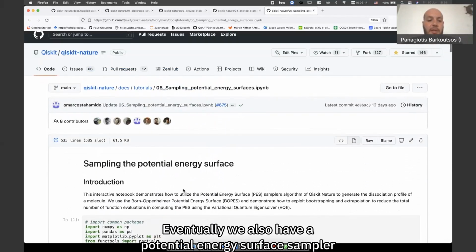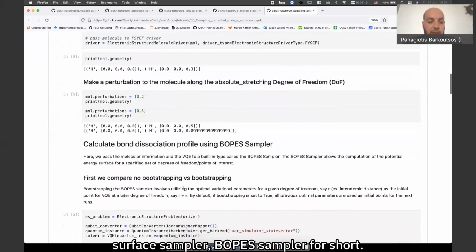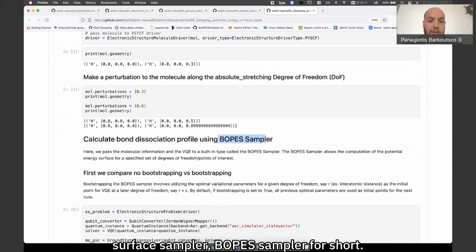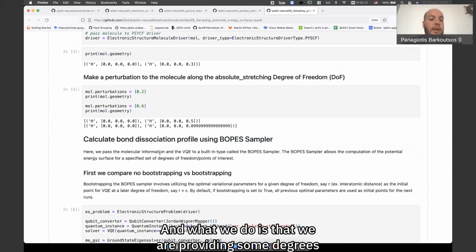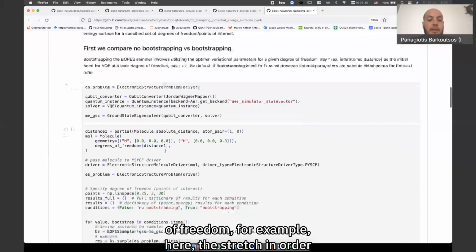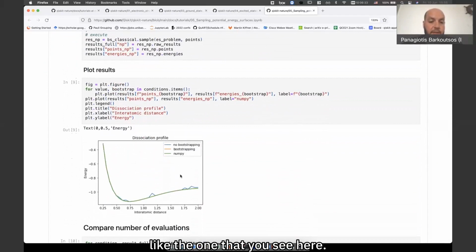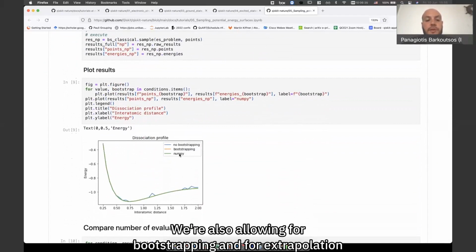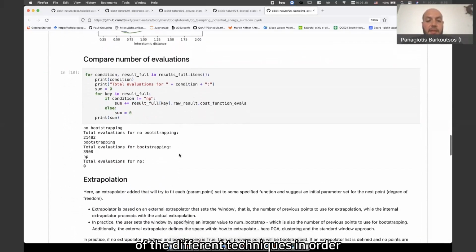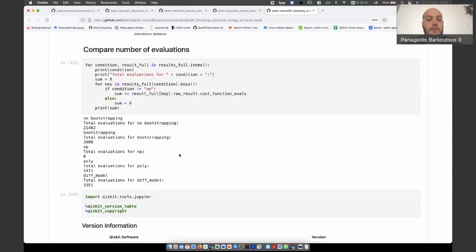Eventually, we also have a potential energy surface sampler, which we call the Born-Oppenheimer Potential Energy Surface Sampler, BOPES sampler for short. What we do is provide some degrees of freedom, for example here the stretch, in order to calculate potential energy surfaces like the one that you see here. We are also allowing for bootstrapping and for extrapolation of the different techniques in order to make the calculation a bit more efficient. Okay, so let me go back to the presentation.